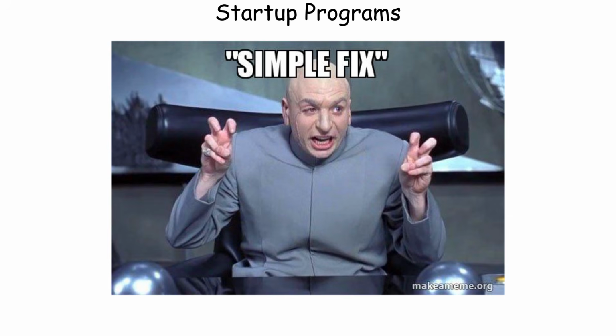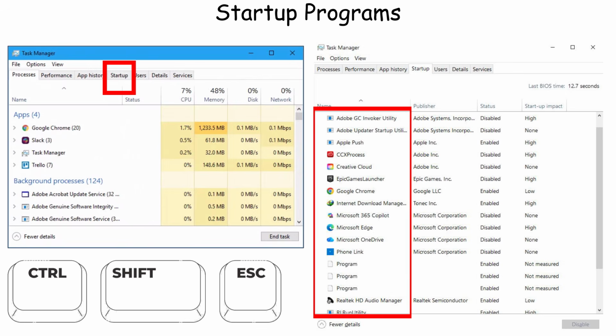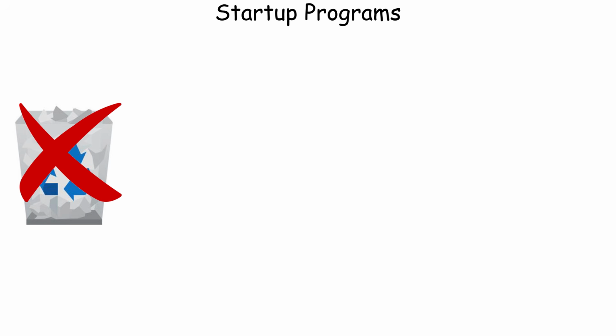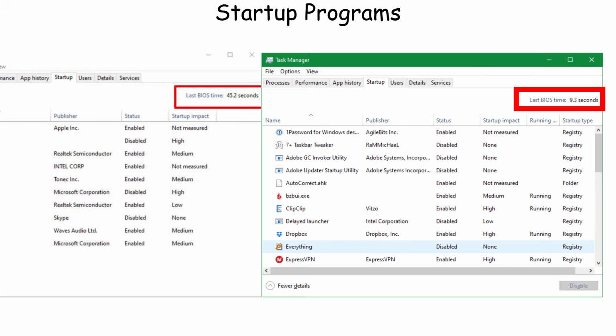The fix is simple. Press Ctrl-Shift plus Escape to open Task Manager, head to the Startup tab, and you'll see everything launching at boot along with its startup impact, low, medium, or high. Disable anything high impact that you don't immediately need. You're not deleting anything, just stopping it from auto-launching. You will be genuinely shocked at how much faster your PC boots after doing this one thing.